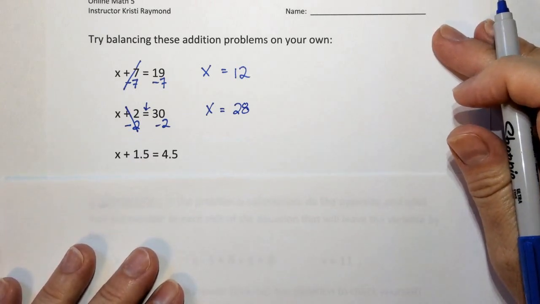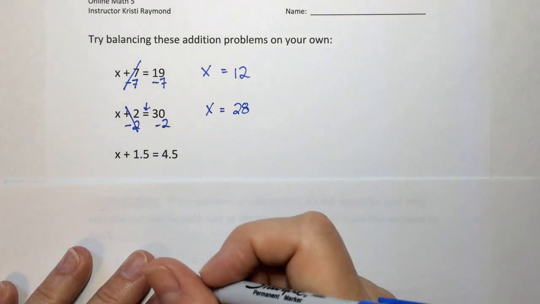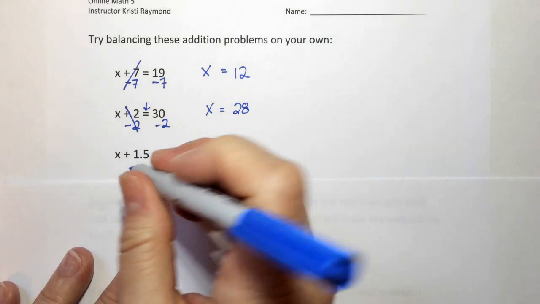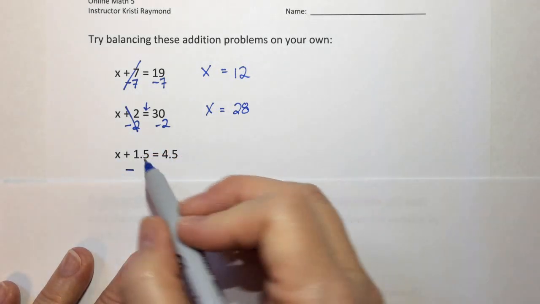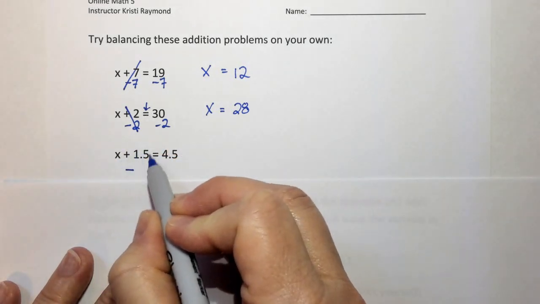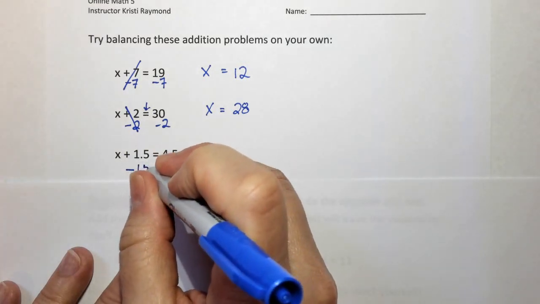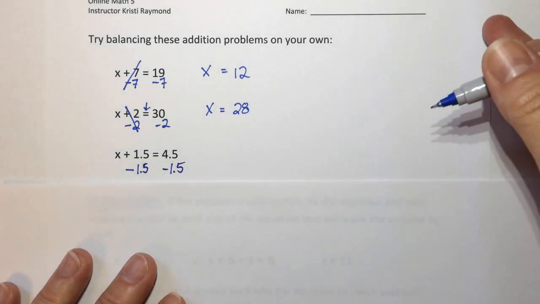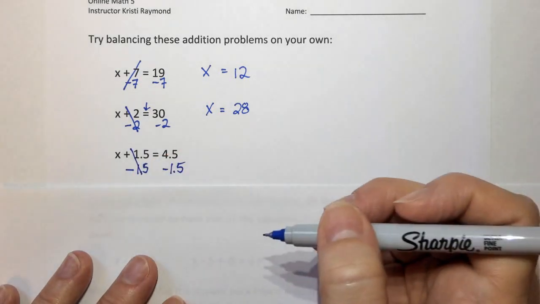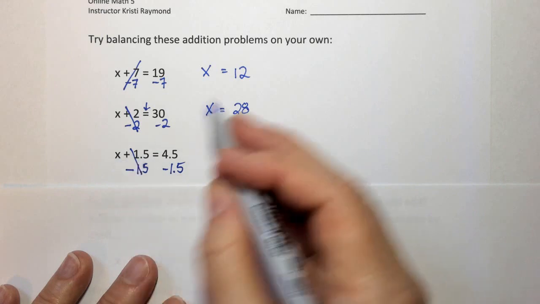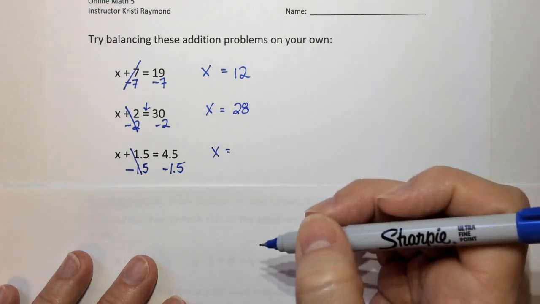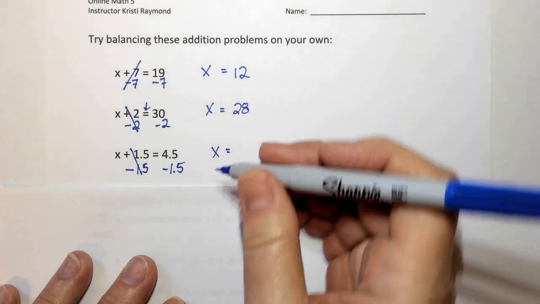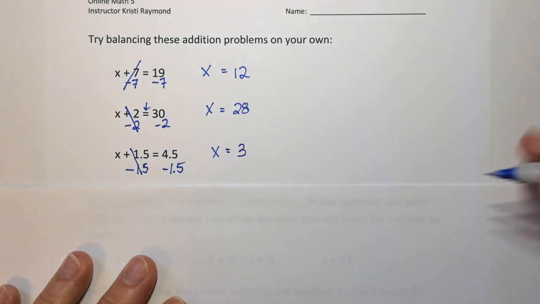Here we have a decimal. Don't be scared, it's the exact same thing. You have addition next to your x, so subtract. And pick the number that's right over here next to your x, 1.5. Subtract 1.5 from each side to keep it balanced. These will cancel, and I have x all by itself on the left of the equal sign. And on the right should be my answer. 4.5 minus 1.5 is 3.